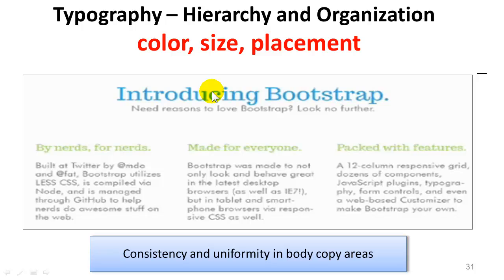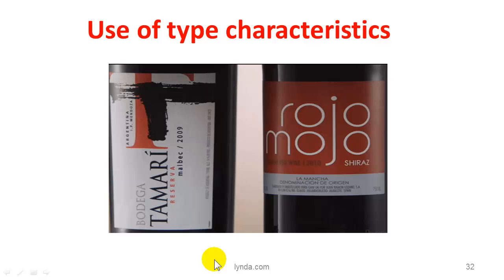All right, so when you're developing a product that contains a lot of content, you want to make sure that you have consistency and uniformity throughout. Some other uses of type in these 2 wine bottles, and I'm going to go through them in the next couple slides.